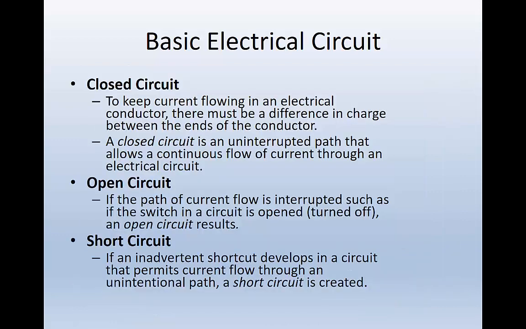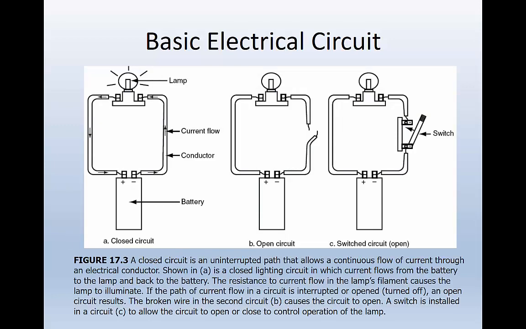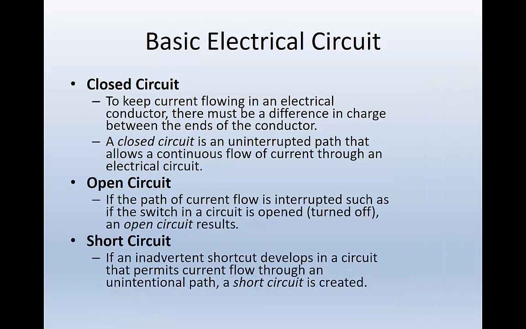Now let's talk about those terms real quick. A closed circuit allows us to keep current flowing in an electrical conductor, meaning we have to have a fully closed circuit, a full loop from the source to the usage equipment and all the way back to the source. So that's a closed circuit, an uninterrupted path that allows for current flow. Then we can also have an open circuit. If you look back, that would be the middle picture. The closed circuit is the one on the left.